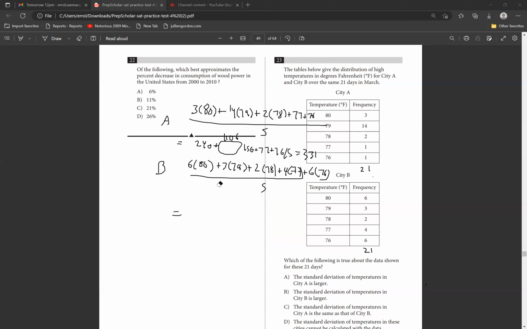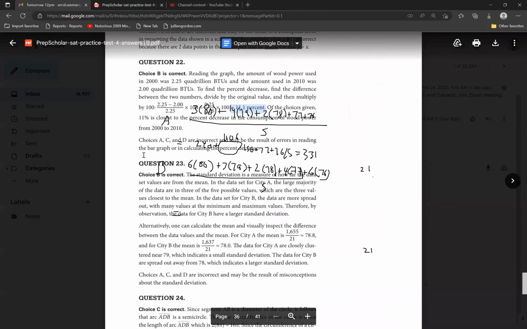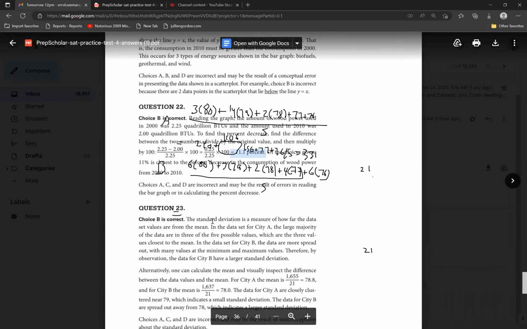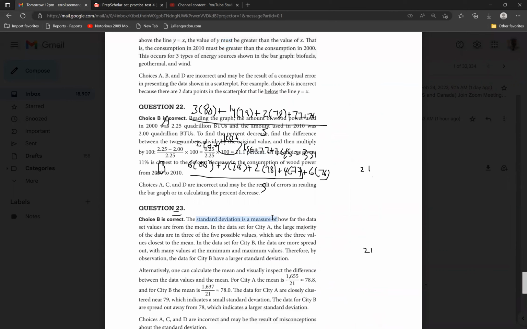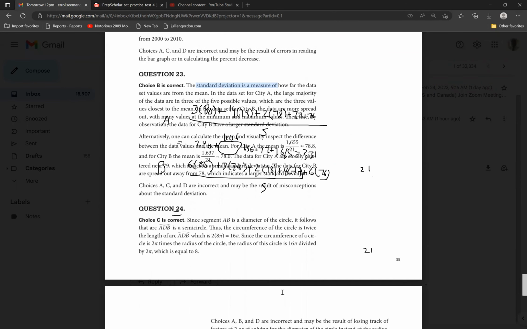But anyway, you do the same thing for A and B. And then I think the answer would be A. The standard deviation of temperatures in City A is larger. Let's check that one. What number was that? Oh, it says B. All right, let's see what it says there.